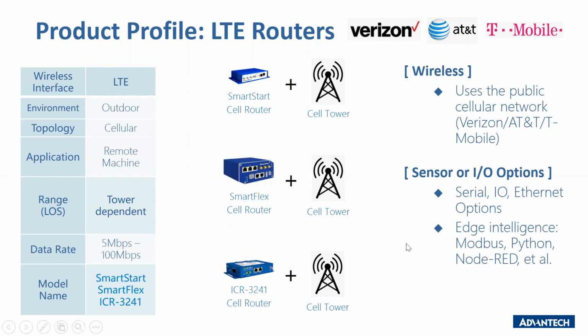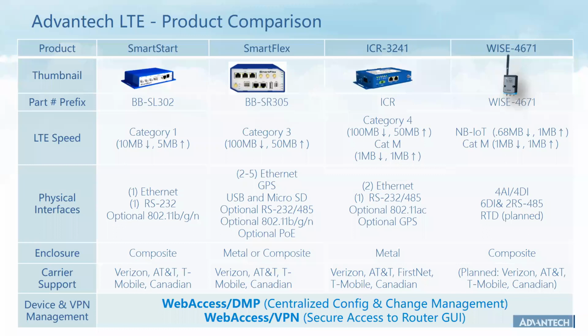And they're not just routers, they've got edge intelligence. So different protocol conversion. I want to pull Modbus registers, or I want to do some Python scripting. I'll get into that in more detail later, but these are LTE network appliances, with a full routing stack and high security, and also a gateway with edge intelligence. So laying out all of the SIM-based products here.